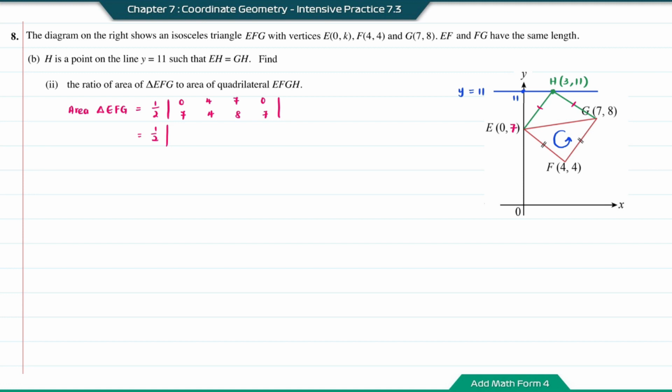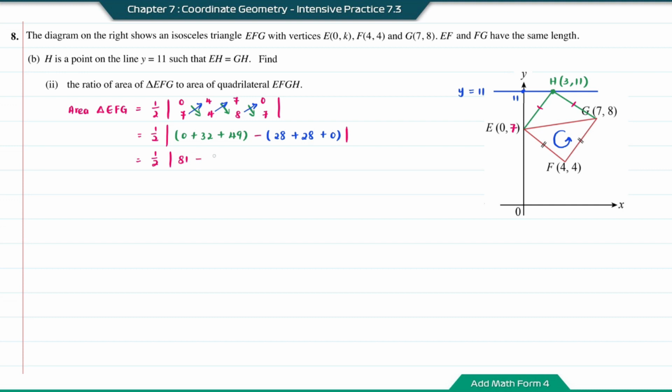Next, 1 over 2, then we're going to multiply the sum of all products in this direction. So 0 times 4, we get 0. 4 times 8, we get positive 32. 7 times 7, this one is positive 49. Then we're going to minus the sum of all products in this direction. So 7 times 4 is positive 28. 4 times 7, positive 28. 8 times 0, this will be 0. So this is equal to 1 over 2. The answer in the first bracket is equal to 81.